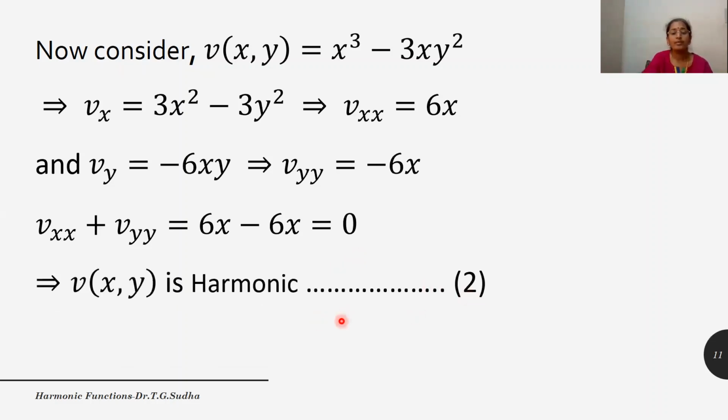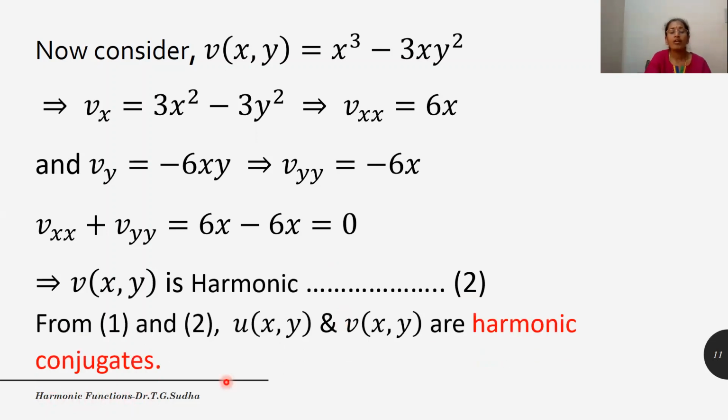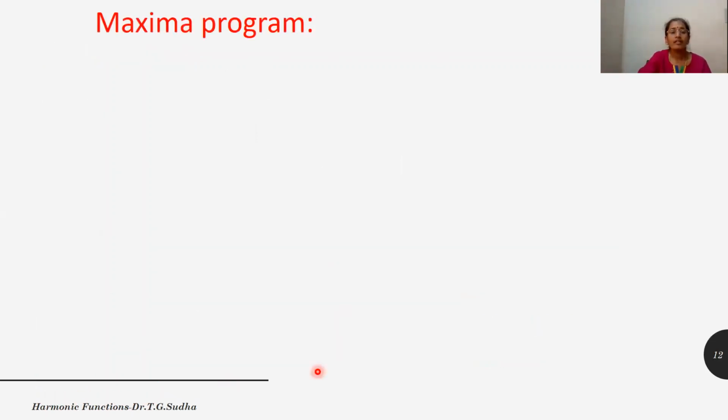So from 1 and 2, 1 says u is harmonic, 2 says v is harmonic. Therefore, u and v are harmonic conjugates. Now let us see the Maxima program for this.